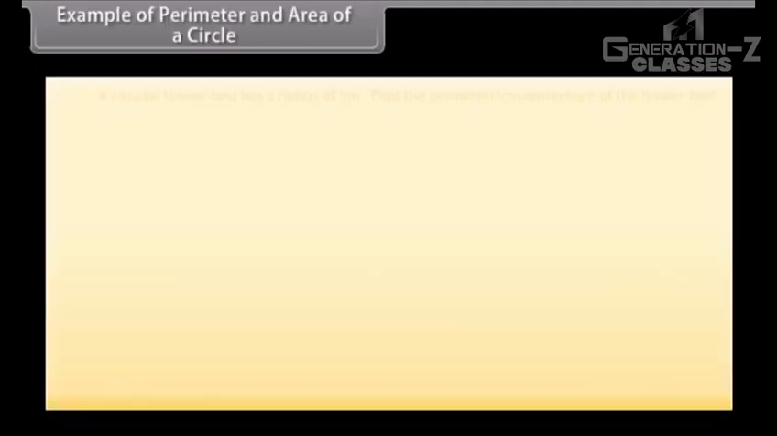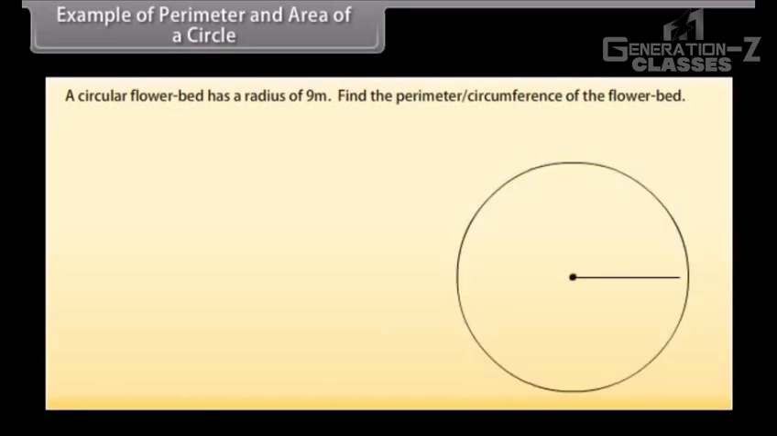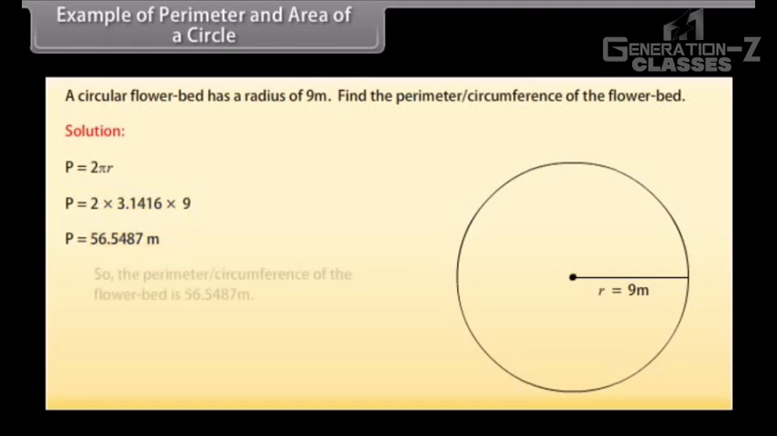Example 1. A circular flower bed has a radius of 9 meters. Find the perimeter or circumference of the flower bed. Solution. We know that perimeter P is equal to 2 into pi into r. Substituting the value, we get P is equal to 2 into 3.1416 into 9, which is equal to 56.5487 meters. So the perimeter or circumference of the flower bed is 56.5487 meters.